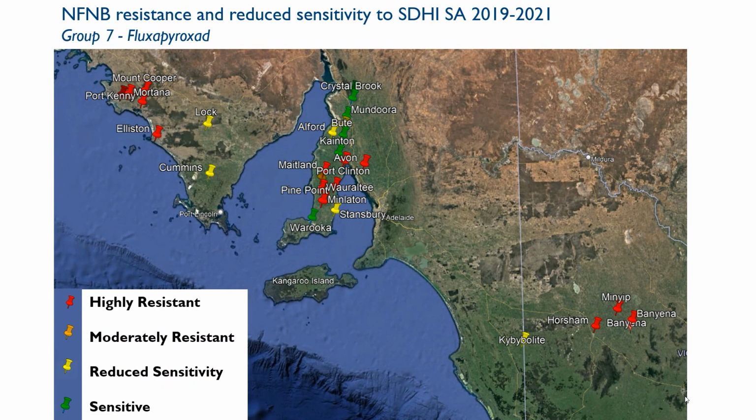The group 7 fluxapyroxide resistance, the SDHI, is prevalent quite a bit throughout the South Australian growing regions and a little bit into Victoria as well. And this is a map that I've produced from samples that we've received back from the CCDM from 2019 to 2021.